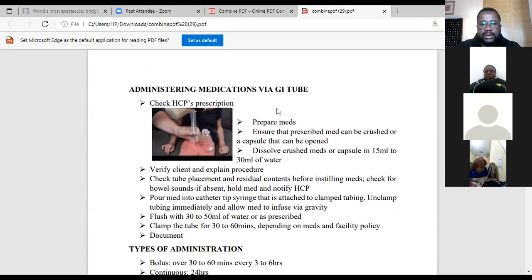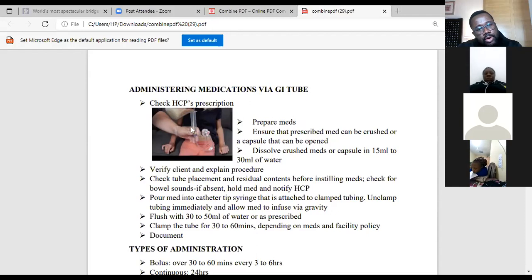If you have the GI tube, like the PEG tube that we're talking about, medication and feeding can all be administered through it. Like I said, it is inserted from the abdomen into the stomach, or most often into the small intestine, into the jejunum. This is inserted into this patient.